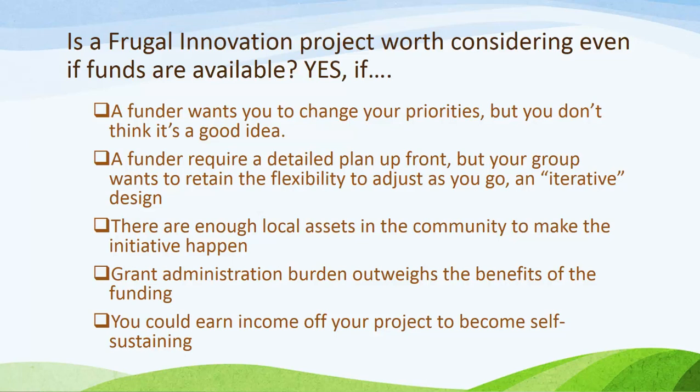So here are some things to talk through in your community to decide whether or not you want to go it alone or look for external funding. If a funder wants you to change your priorities, but you don't think it's a good idea, consider a frugal innovation. If they want a detailed plan up front, but you're not exactly sure where you want to go, maybe you want to pilot an initiative in your community and test things out first on your own. You might actually find out that you have enough local assets in the community to make things happen. Or you might find the grant administration burden, the amount of reporting, for example, and paperwork outweighs the benefits of the funding, or it could be too much for your volunteers. So you want to look at all of these different kinds of things and take these issues into account.